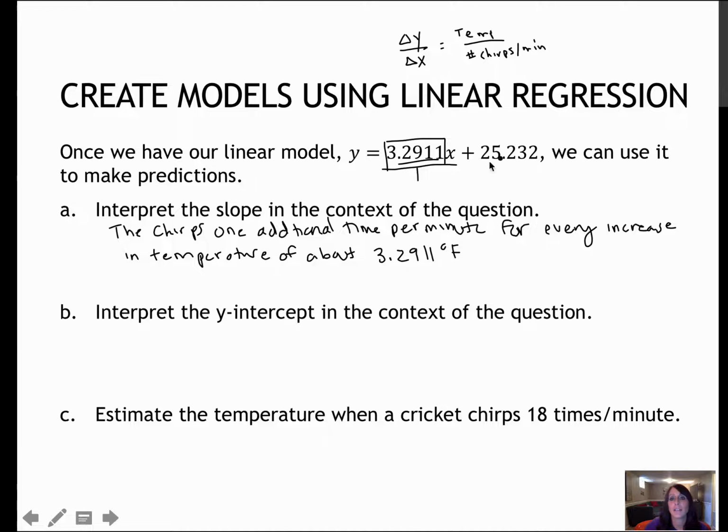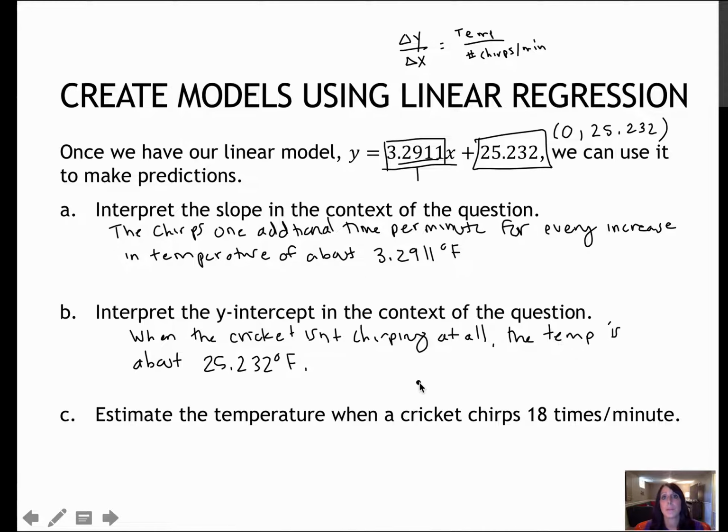Interpreting the y-intercept in the context of our question, basically a y-intercept is the point 0, b. So 0, 25.232. To interpret that, I would say when x is 0, y is 25.232. So when the cricket is chirping 0 times per minute, the temperature, y, is about 25.232 degrees. Now, sadly, that probably means that the cricket is dead. But let's just take a sunny disposition and pretend that it's sleeping for a long time.